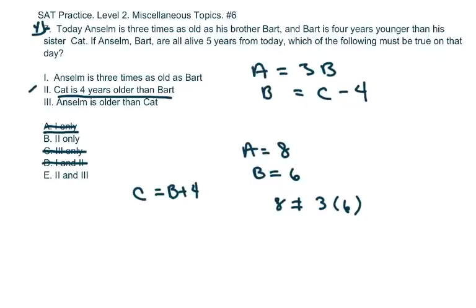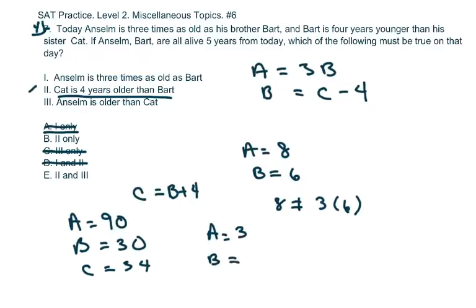As 3 has it, A is greater than C. So for example, if A is 90, then B is 30, and C equals 34, but it doesn't have to be true as it's shown. For example, if A is 3 and B is 1, and C is 5, in 5 years, A will be 8, and C would be 10. So we can eliminate E.